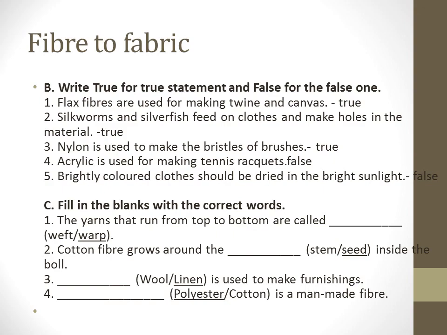Blank is used to make furnishings. Linen is one type of flax material. It is used to make furnishings. So underline the word linen. And then fourth one, blank is a man-made fiber. Which is a man-made fiber, cotton or polyester? Cotton is a natural fiber. So polyester is the man-made fiber. Underline the word polyester.